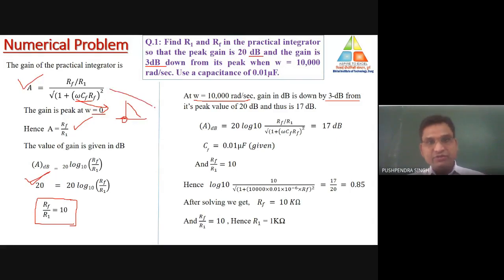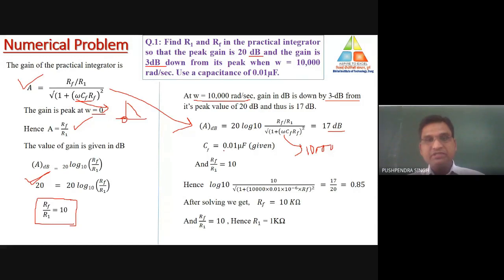Second, again we are using the same equation, but here the value of omega is 10,000 radians per second. On that condition, what is the value of gain? Gain is 3 dB down from its peak. That means 20 minus 3, that is equal to 17 dB.